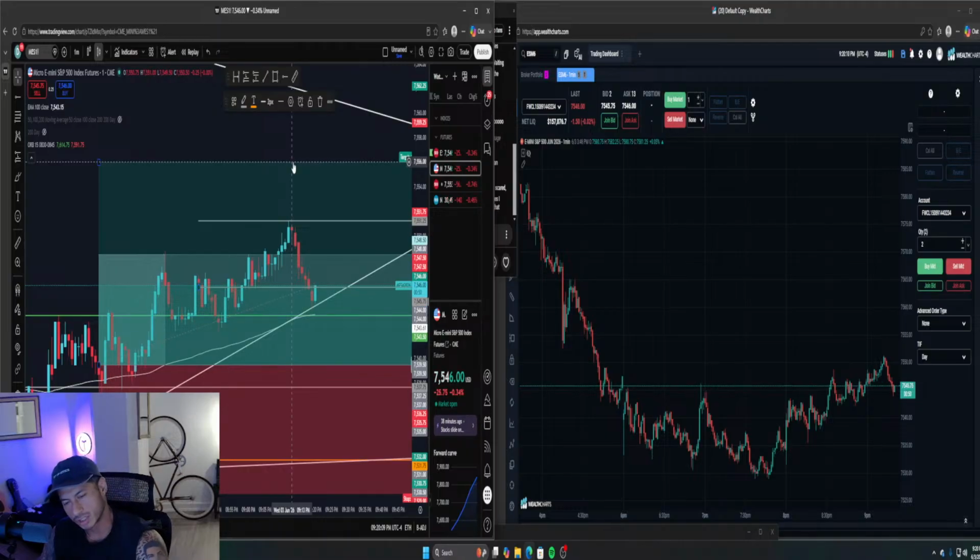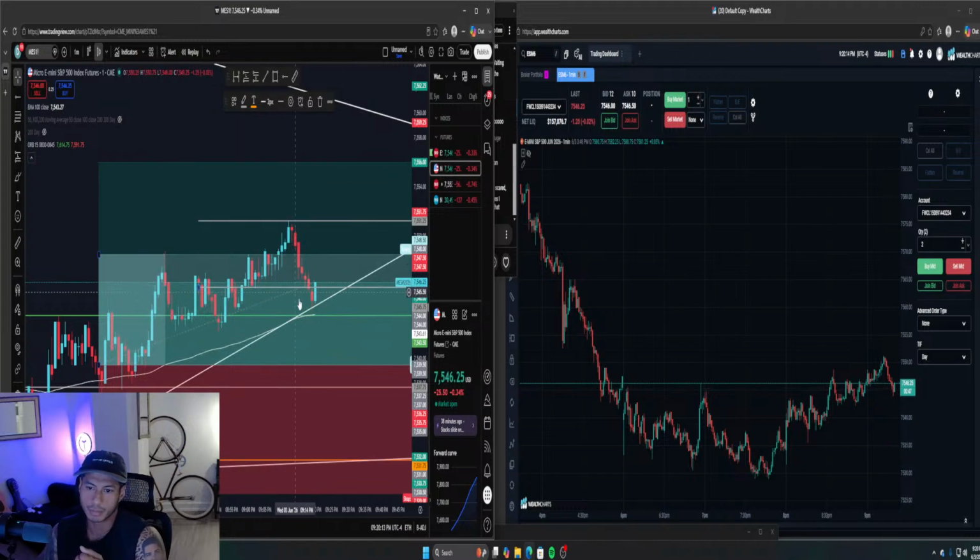There we go. Price went to the EMA, right above the EMA and to my trend line that I just drew up, and it's respecting it so far, so that's good. Let's see if we can get this push back up to the upside here.